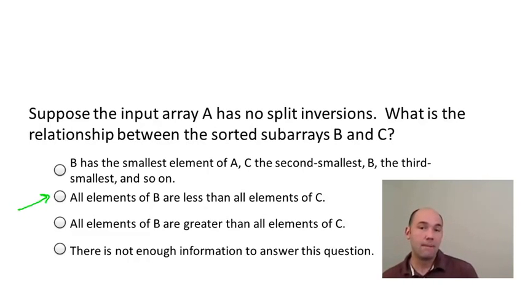So we're going to see a general pattern about copies from the second array C into the output array, exposing split inversions in the original input array A. So let's look at a more detailed example to see what that pattern is.